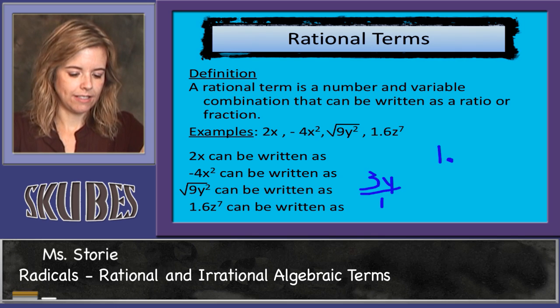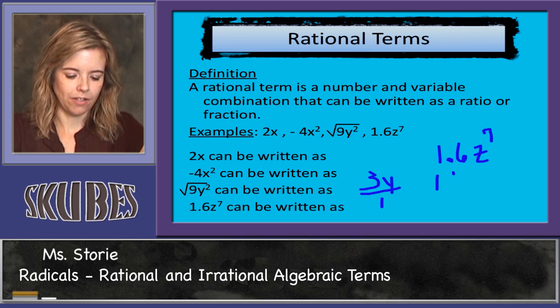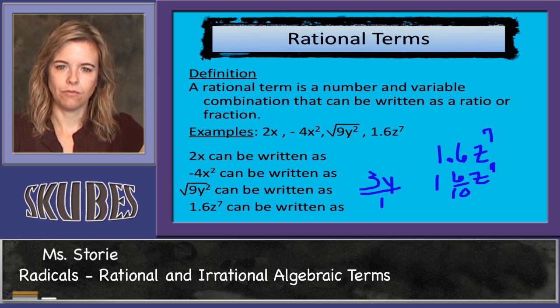And then 1.6 z to the 7th. 1.6 is actually 1 6/10. So you can write 1 6/10 z to the 7th. Because you can write these as fractions, these would be considered rational terms.